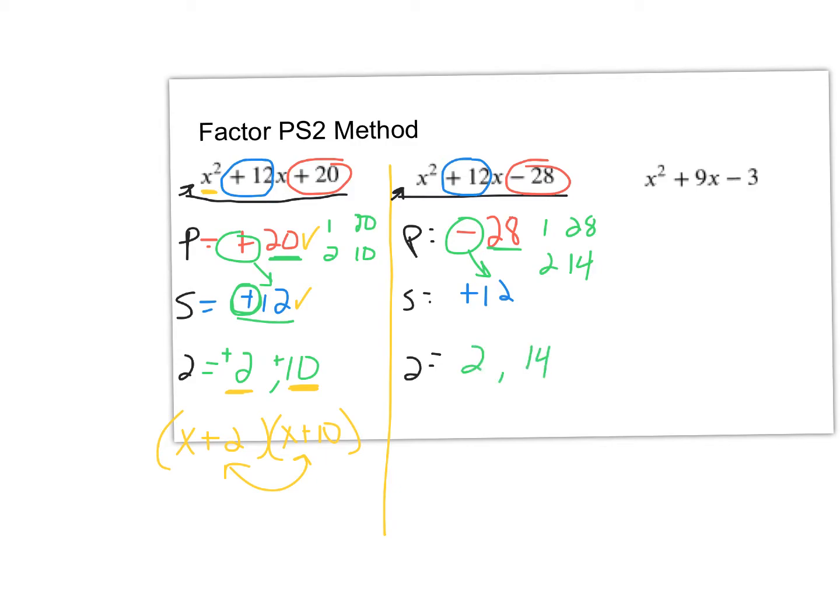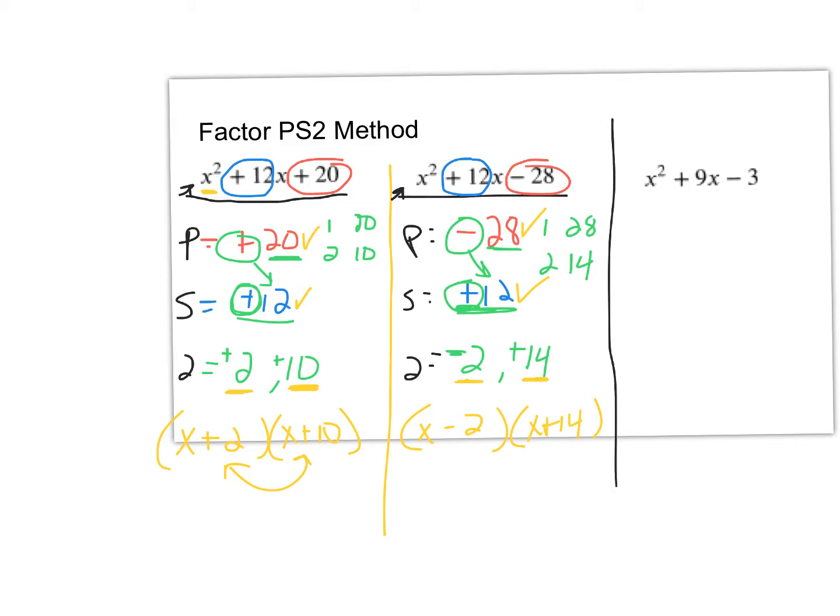Now be careful. I need these to subtract to give me a positive 12. Since this is positive, the largest number has to be positive, so this therefore has to be negative. Let's check it. Negative 2 times 14 is negative 28. Negative 2 plus 14 is positive 12. So we're good: x minus 2, x plus 14.